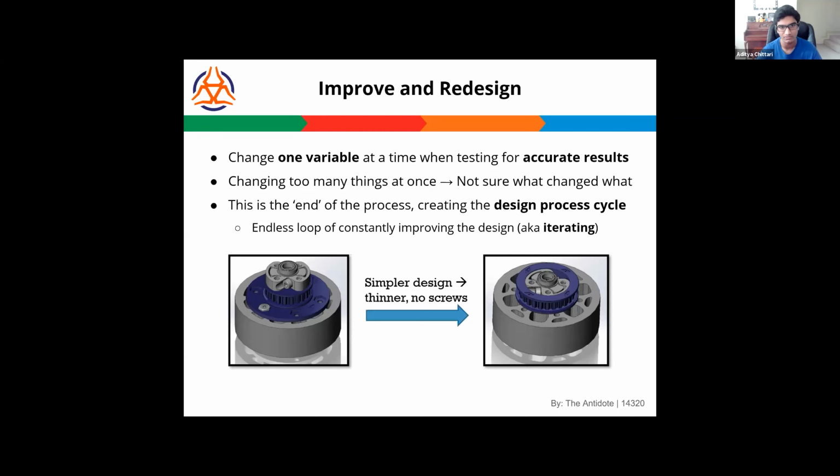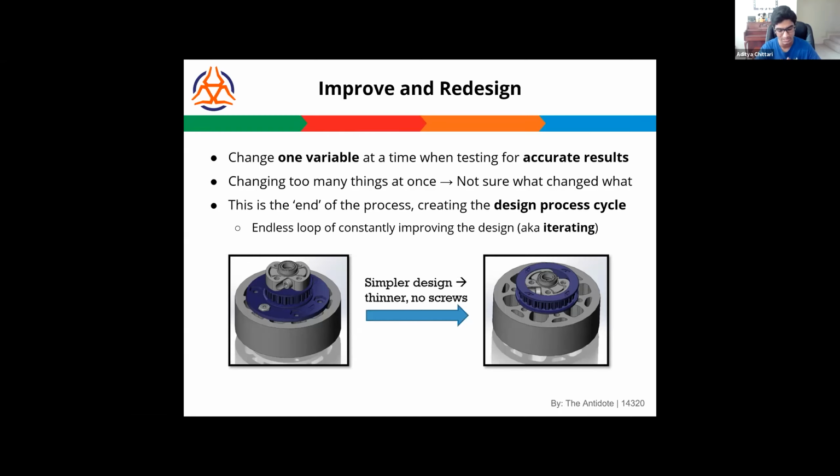Leading off from step 5, where you're testing, changing one variable at a time while you're improving your design is pretty important for accurate results. I'm pretty sure you've heard this for many years from science, when you were doing science experiments. If you change too many variables at once, you're not really sure what changed what. Would it be the speed? Was it the height? You're not really sure. So changing one thing at a time is pretty important in knowing what exactly impacts what in your mechanism.